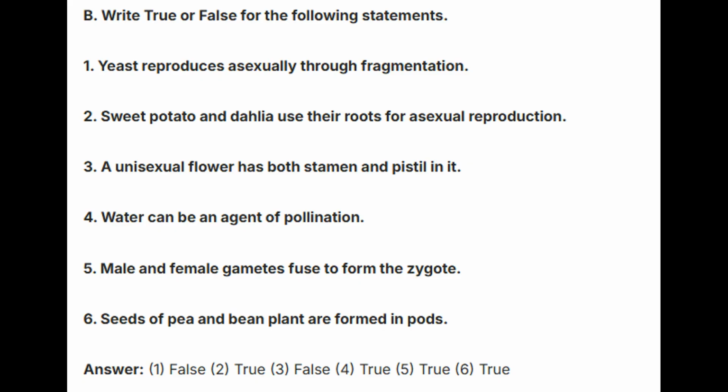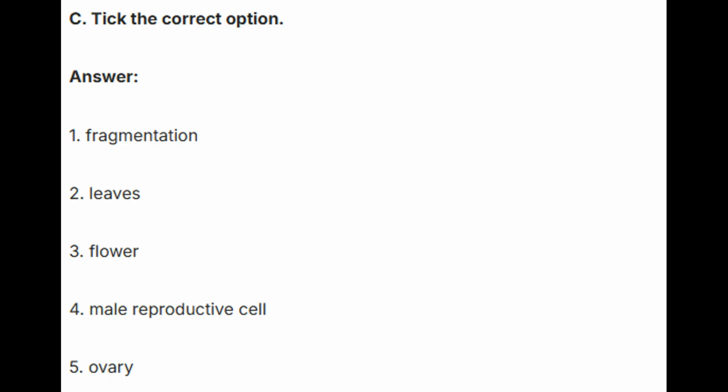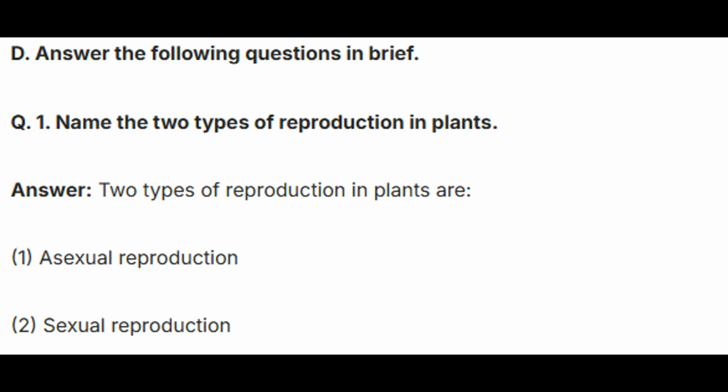True. Fifth, male and female gametes fuse to form the zygote. True. Sixth, seeds of a pea and bean plant are formed in pods. True. C. Tick the correct option. Answer. First, fragmentation. Second, leaves. Third, flower. Fourth, male reproductive cell. Fifth, ovary. D. Answer the following questions in brief.